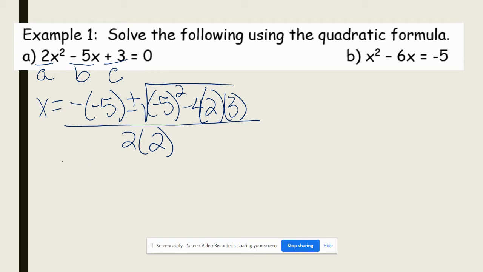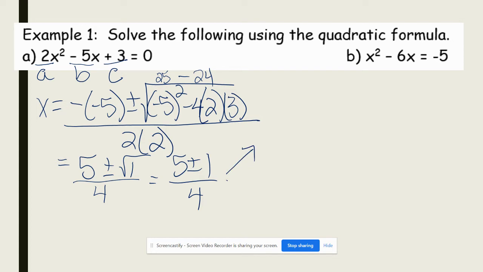The negative 5 becomes a positive 5. Negative 5 squared is 25. 4 times 2 is 8. 8 times 3 is 24. So underneath the square root, we have 25 minus 24, which is 1. And on the bottom, we have 2 times 2 is 4. The square root of 1 is 1.